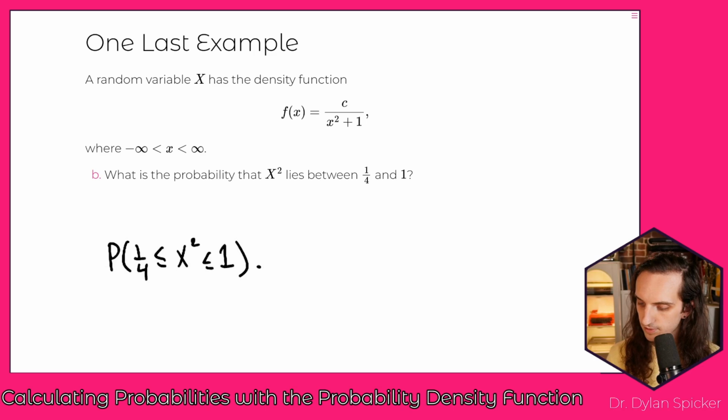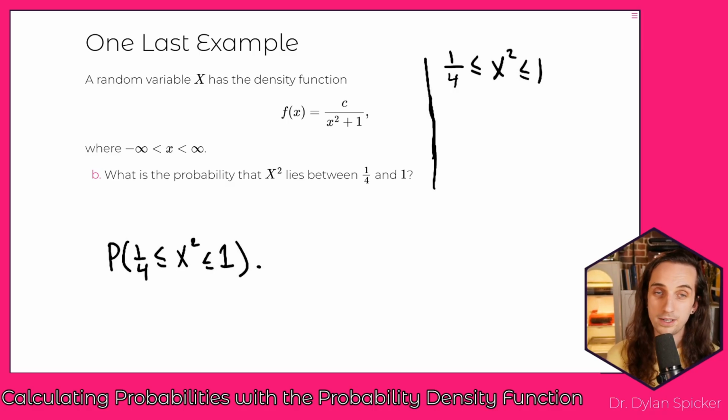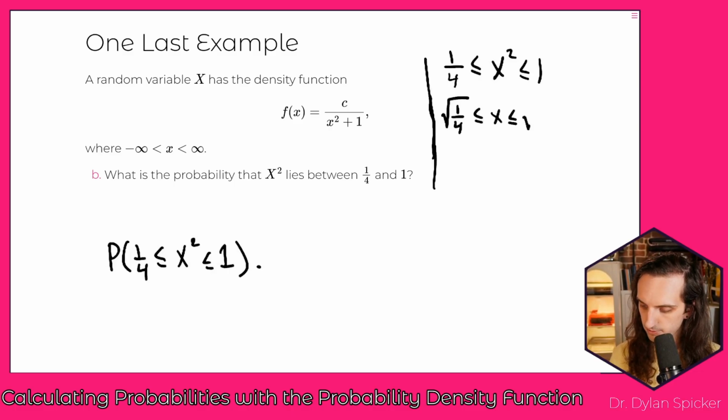And so for us, right, we don't know what the density of x squared is going to be, so we need to find some way to express this in terms of x instead. And so if 1/4 is less than or equal to x squared, which is less than or equal to 1, right, then what can we say about x? So the first thing that we could do is we could simply just try to take the square roots here, right? So we square root of 1/4 less than or equal to x less than or equal to the square root of 1, which tells us that 1/2 is less than or equal to x is less than or equal to 1. Okay, and so that's one piece of this.